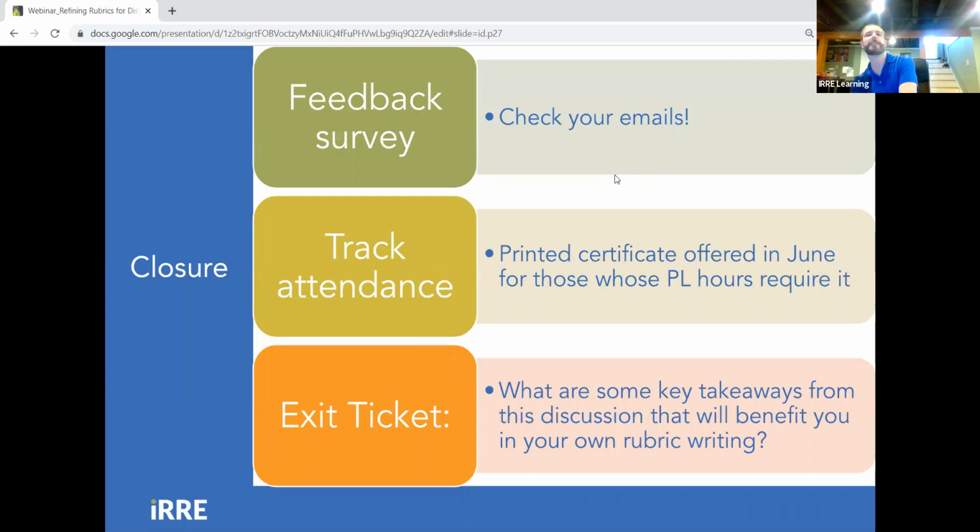A part of the survey does ask for an exit ticket response. And today's question is, what are some key takeaways from this discussion that will benefit you in your own rubric writing? So please take a moment to think about that as you generate some responses here. Anissa and I will stick around for any questions, comments, or other conversation you want to have here in just a moment.